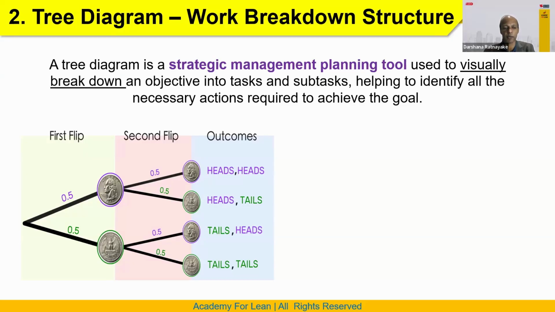Then that is the first flip. If you flip a second time, there's another 50% for getting head, another 50% for getting tail. Likewise for the other. Now, if we flip a coin 2 times, our outcome should be head and head, head and tail, tail and head, or tail and tail. These are the 4 things we can get using 2 flips of a coin. So this is an example of a tree diagram, very simple.